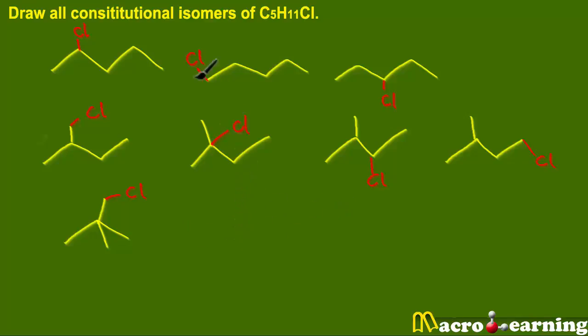Chlorinated pentane. These 8 structures are the only constitutional isomers for the formula.